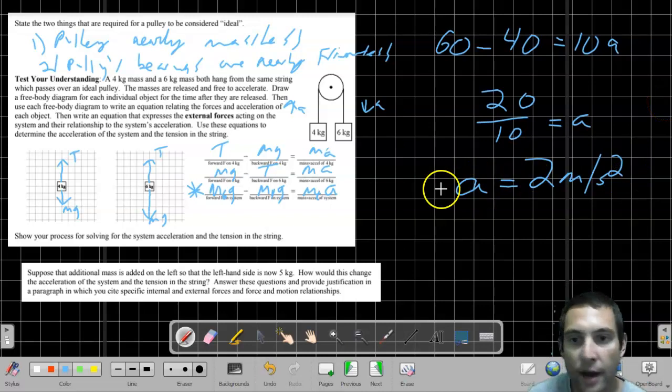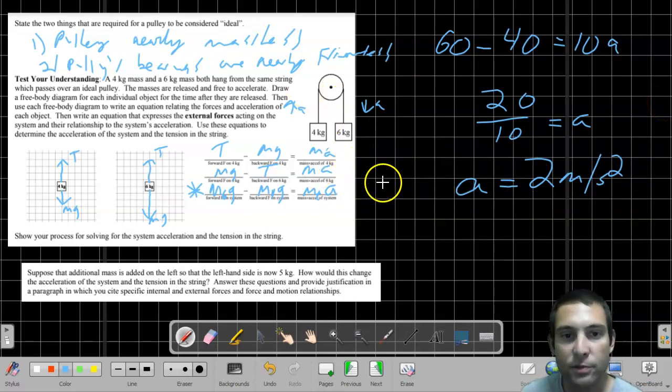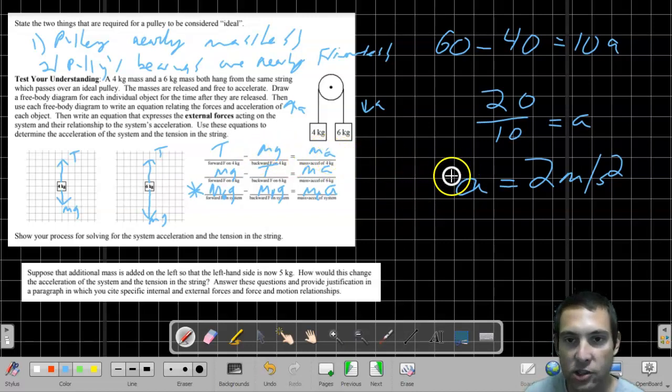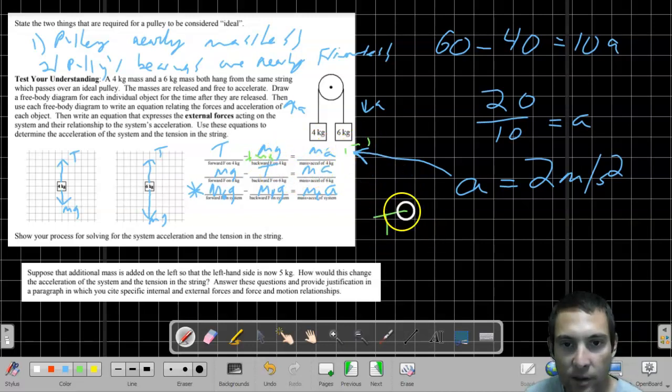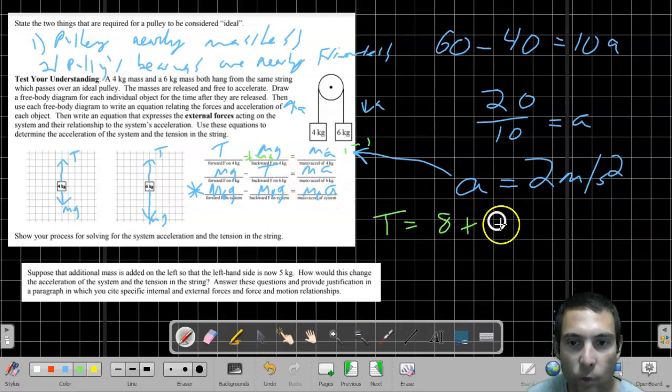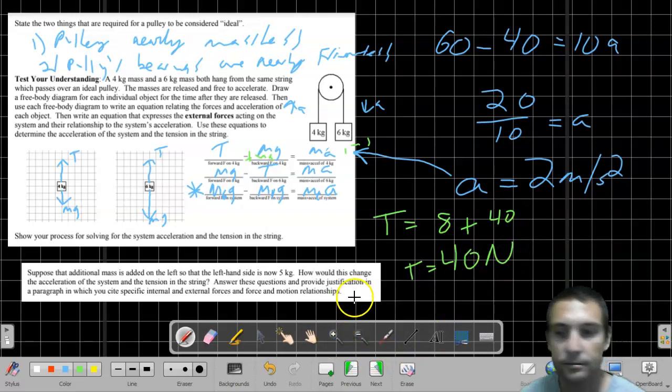Cool. So now that I know my acceleration for the entire system is 2 meters per second squared, I can take this and plug it in to solve for tension. I'll change colors so you know we're doing something a little bit different. So this is the 4 kilogram. I'm going to add my mg to each side. And I'll rewrite the equation, T equals ma plus mg, so 4 times 2 is 8 plus 40. My tension is 48 newtons. Okay?